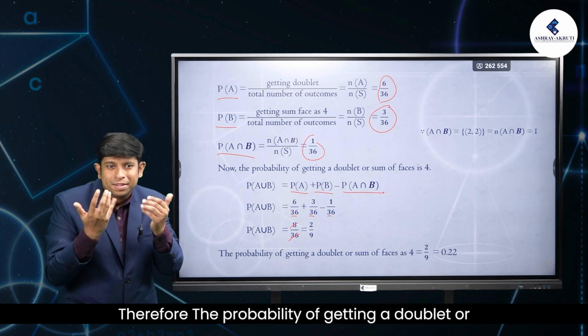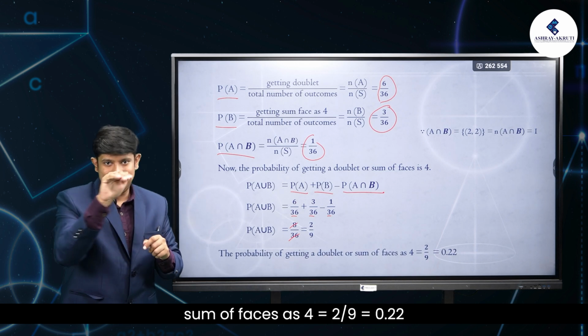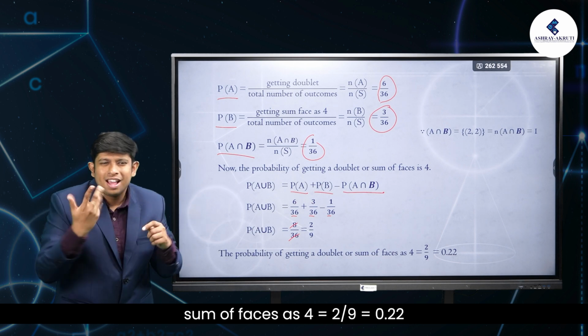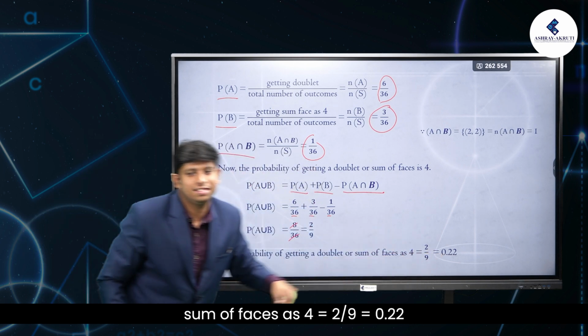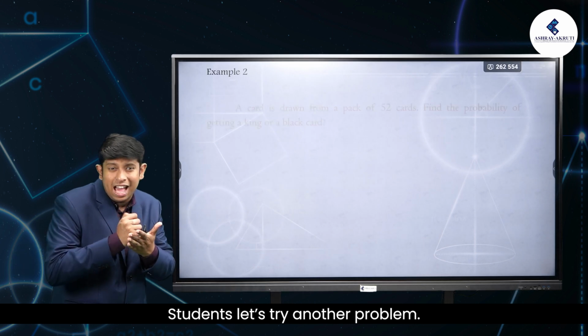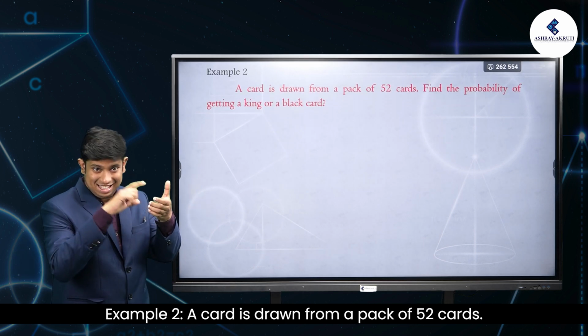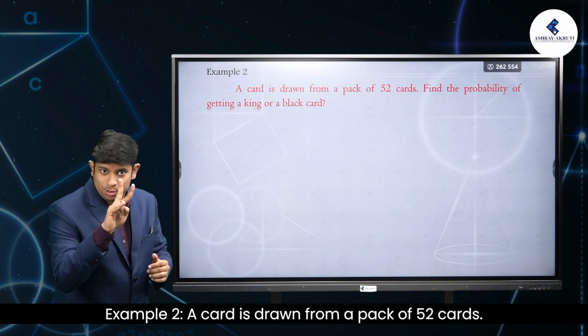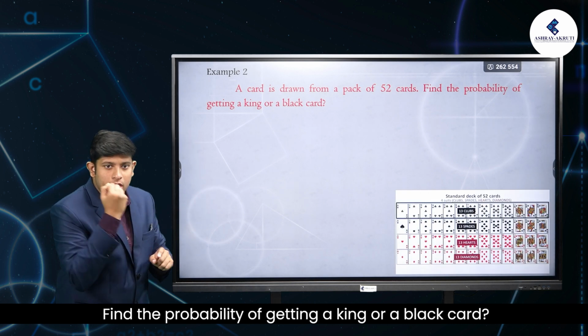Therefore, the probability of getting a doublet or sum of faces as 4 is equal to 2 by 9, that is 0.22. Students, let's try another problem. Example 2. A card is drawn from a pack of 52 cards. Find the probability of getting a king or a black card.